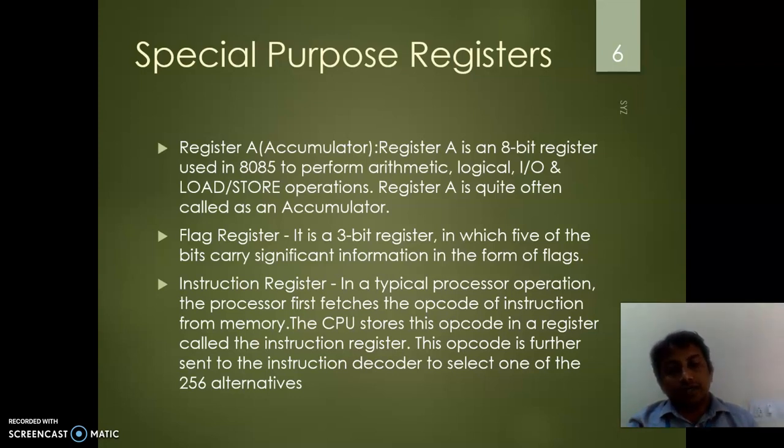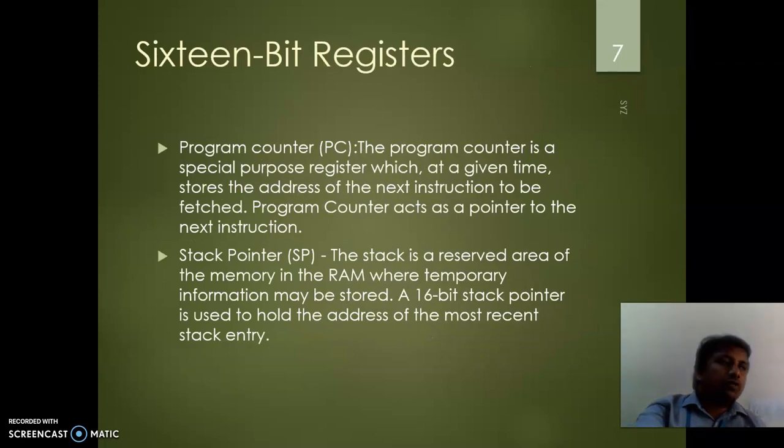Similarly, you have the instruction register. What is its purpose? When we read an instruction, each instruction has an equivalent opcode. That opcode is taken from the memory and stored in the instruction register. From the instruction register it goes to the decoder. The decoder processes it and determines which instruction is called, according to the opcode. That is about the special purpose registers: the accumulator, the instruction register, and the flag register.